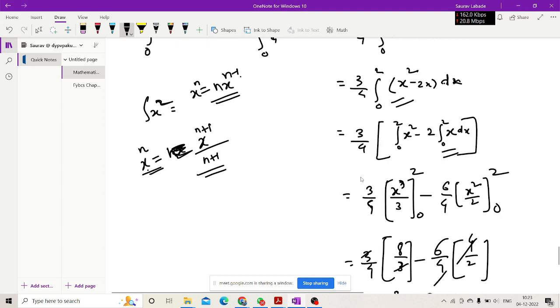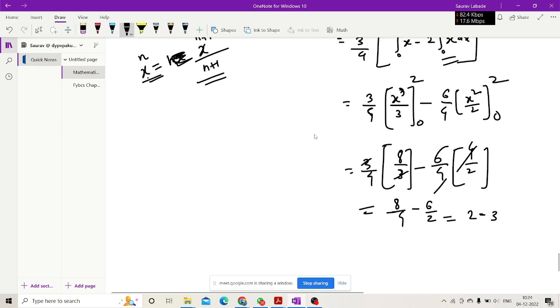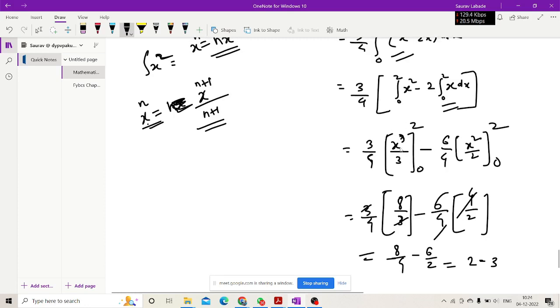If there is some mistake, please check. Tell me what the mistake is. Look at what we did here. What is your first term? X cube by 3, right? The first term is x cube by 3. So what is 2 cube then? I think it is 8. Again, 8 is correct.